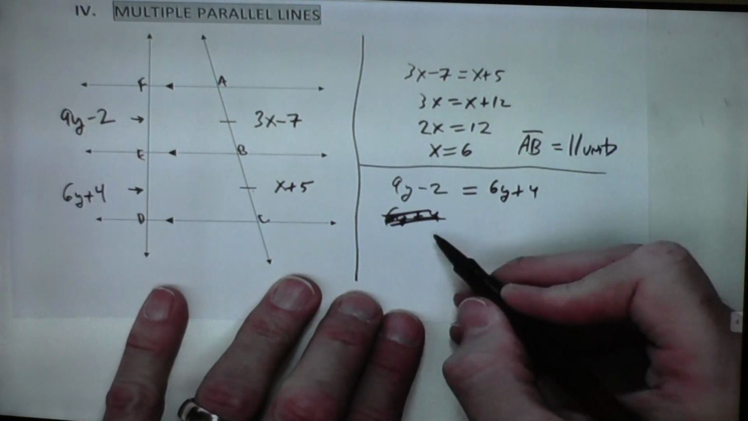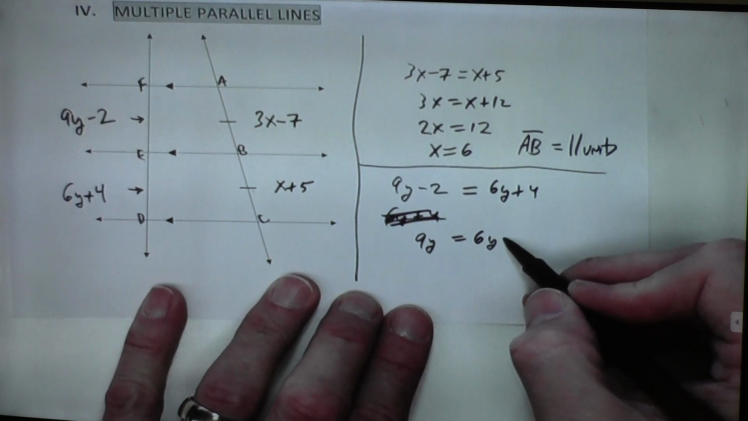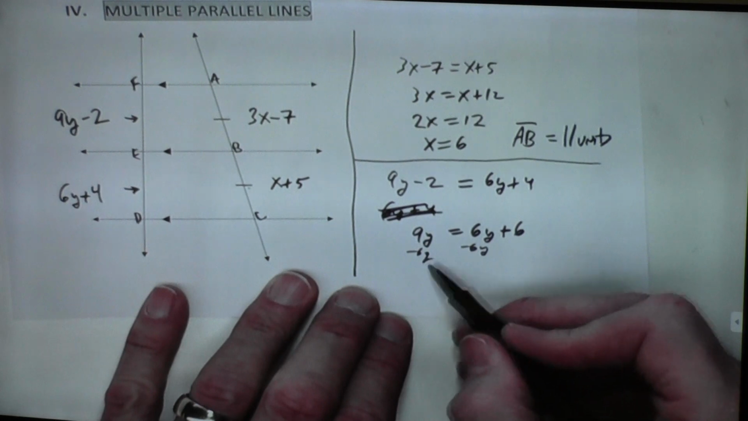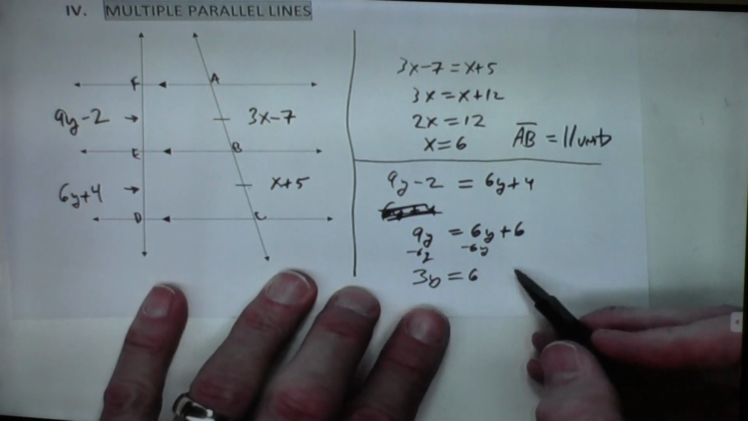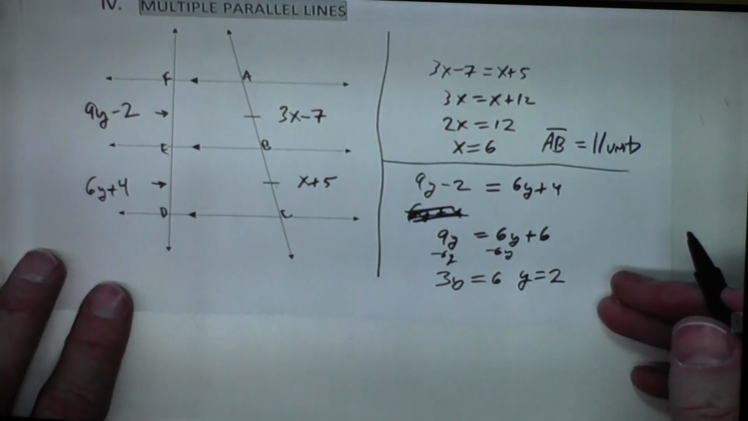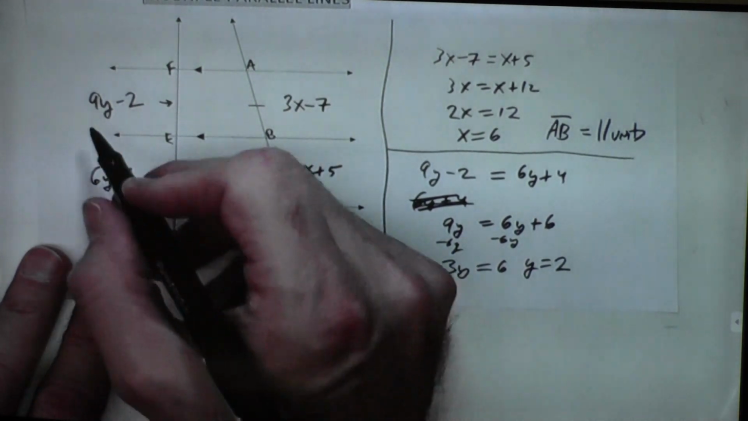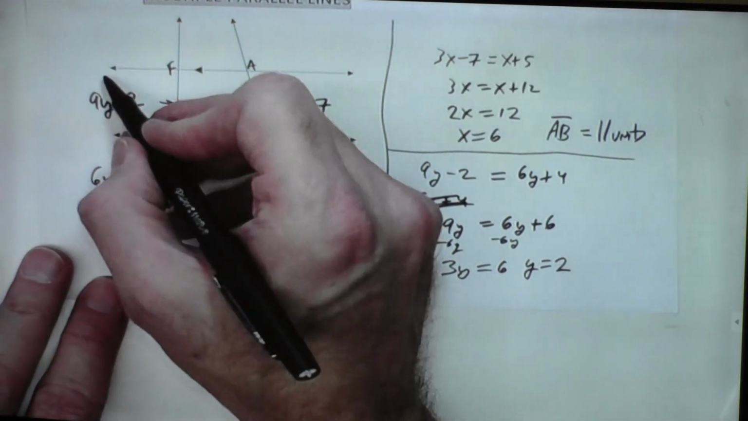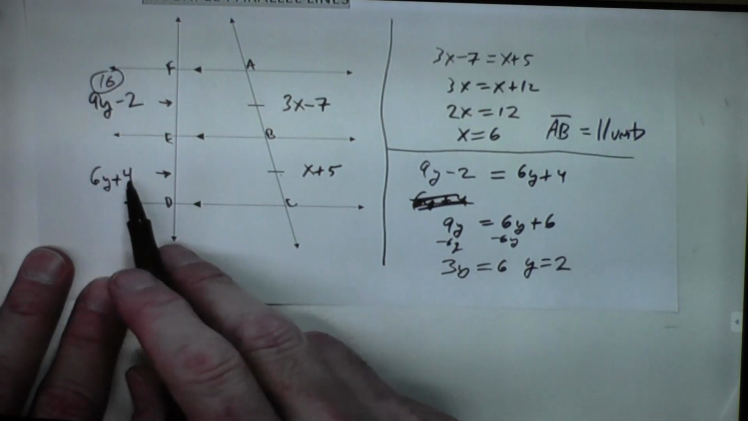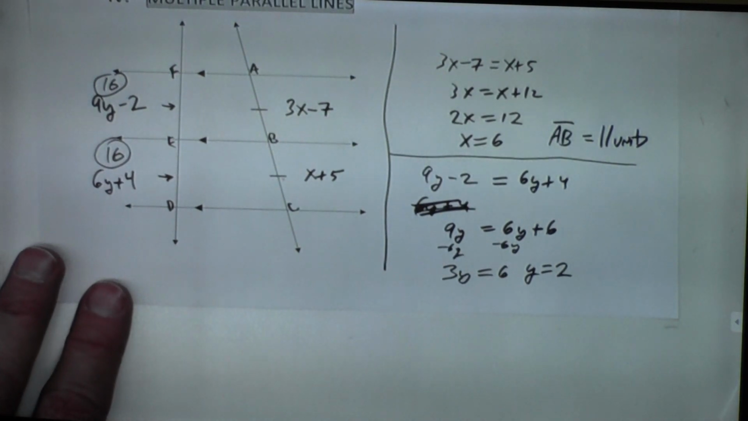I'll add the 2 to both sides. 9y equals 6y plus 6. So add 2, subtract 6y, and I get 3y equals 6. Divide by 3, and I get y equals 2. So y equals 2. If I put that back in here, let's see what the measures are. That's 18 minus 2, which gives me 16. 2 times 6 is 12, and 12 plus 4 also gives me 16. Okay, now I know that those amounts are 16.